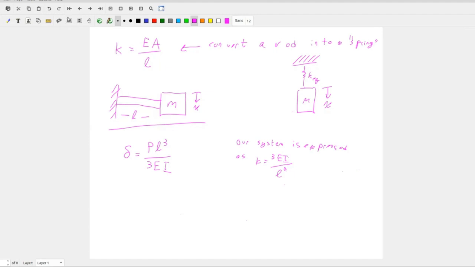Oh, sorry. Our system is... sorry, K is equal to F over X. I have an error in my notes.